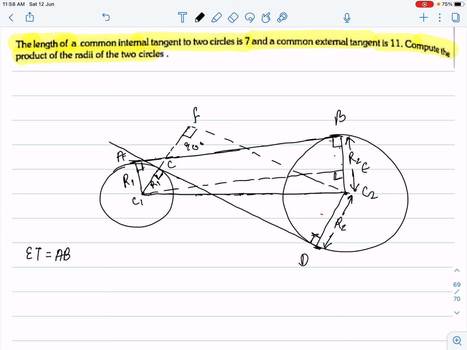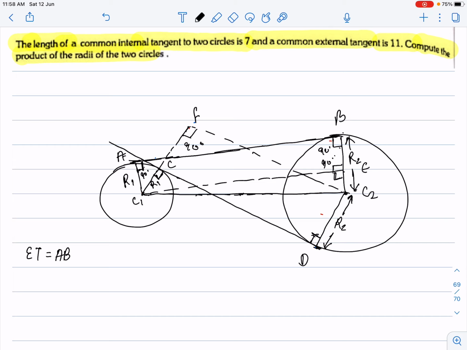Then guys, I did one construction from the center C1. I dropped C1E perpendicular to BC2 over here. So which type of figure will be generated over here? AC1EB will be a rectangle because tangent is perpendicular to radius. This will be 90 degree, this will be 90 degree, and since I have dropped perpendicular, this will become 90 degree. And since three angles of the quadrilateral are 90 degree, definitely the fourth one will be 90 degree, and such type of quadrilateral is called a rectangle.